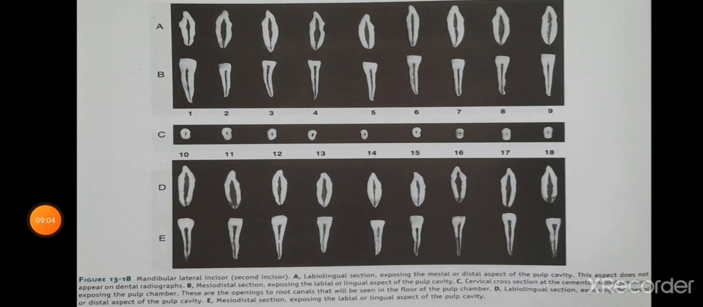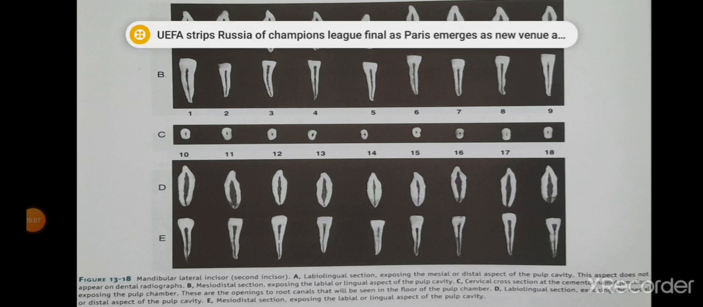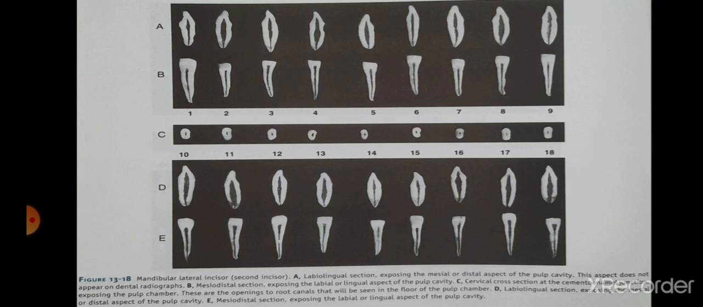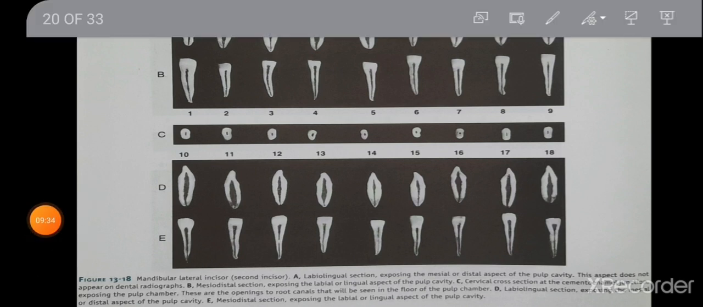Now let's talk about the mesiodistal section. In figure 13.18, B and E, the pulp chamber and the canal as viewed from this aspect will demonstrate a slender cavity. The mandibular lateral incisor resembles the mandibular central incisor, but it may appear a little wider and have a pulpal dimension that is larger. The pulp horns are prominent and the pulp chamber and pulp canal gently taper to the apex.